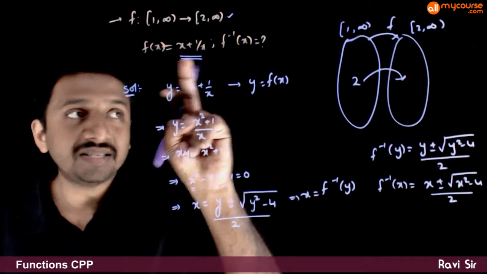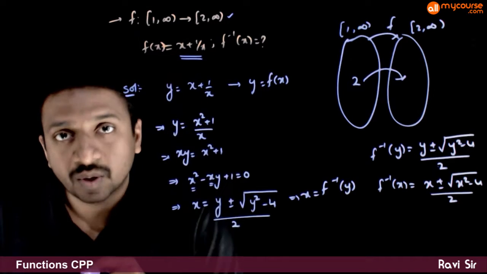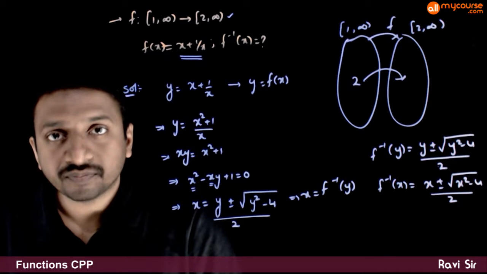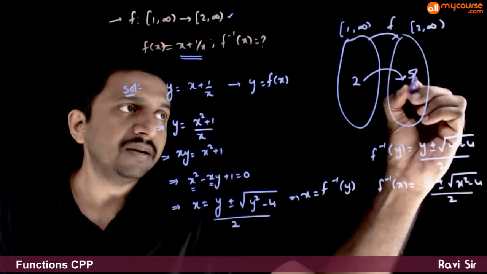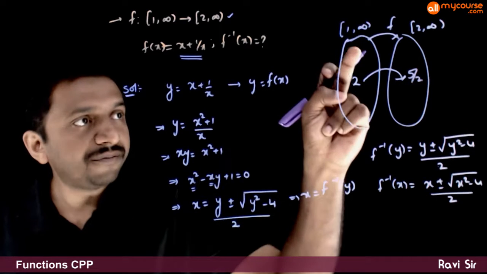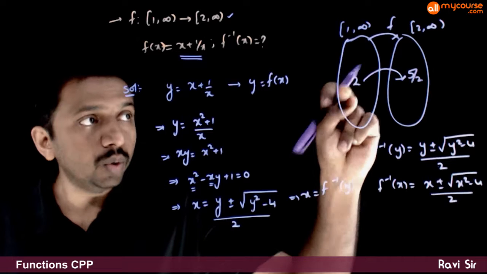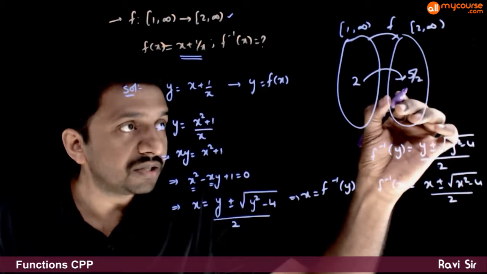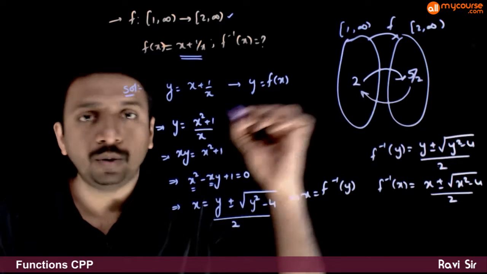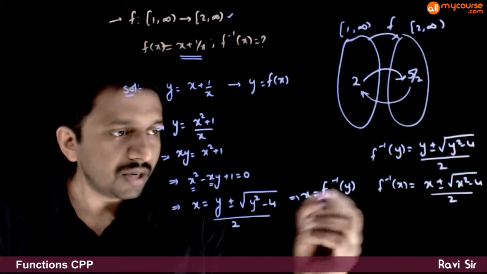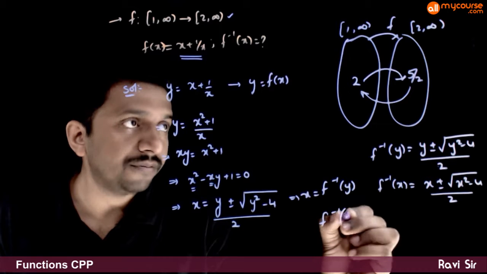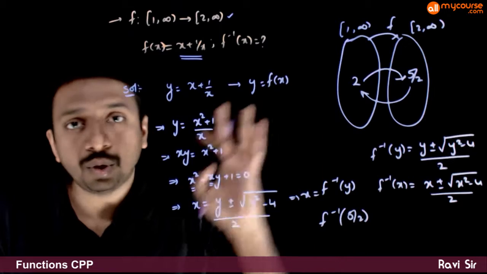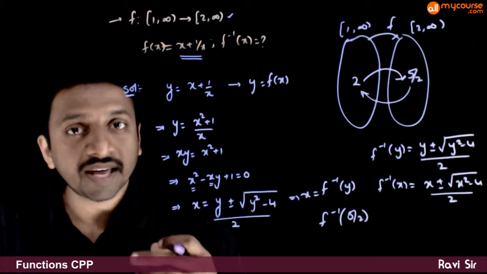As you can very clearly see, f of x is equal to x plus 1 by x. So f of 2 is 2 plus 1 by 2. It is 5 by 2. So f connects 2 with 5 by 2. What should f inverse do? f inverse should connect 5 by 2 back to 2. So let us find f inverse of 5 by 2. Let us see which of these two gives you 2 as the answer. That will be the correct answer.